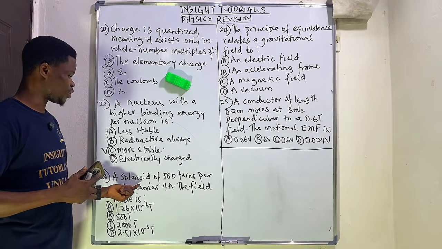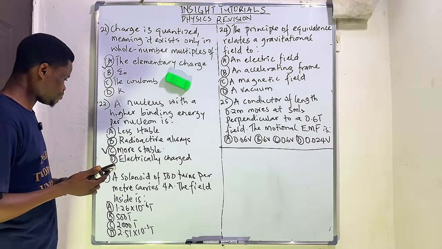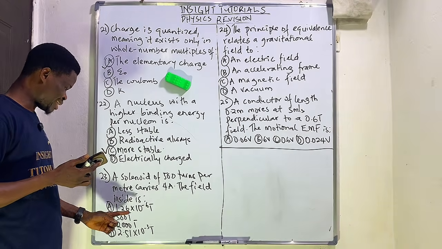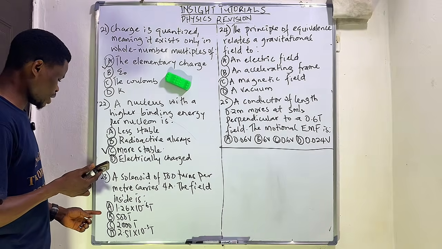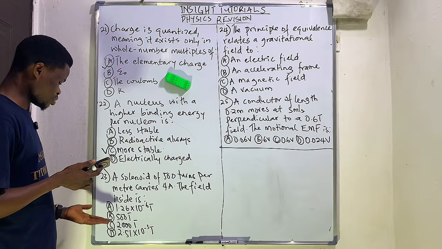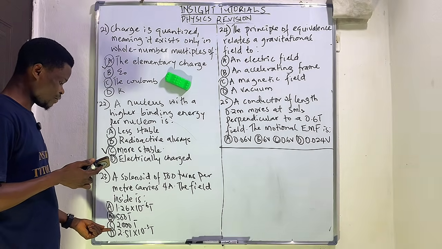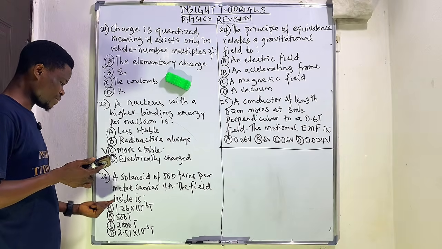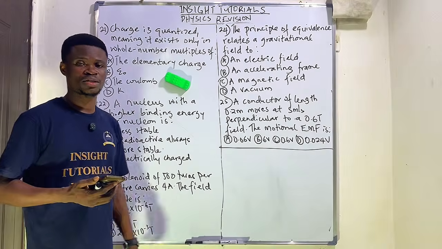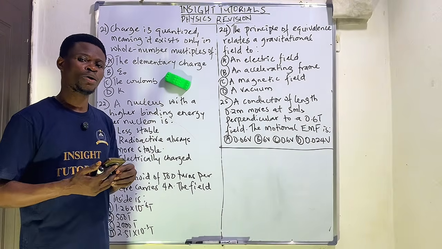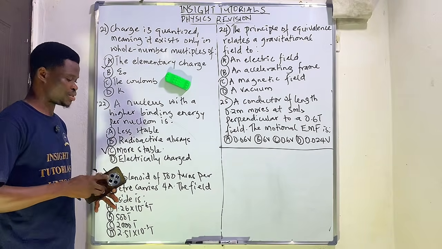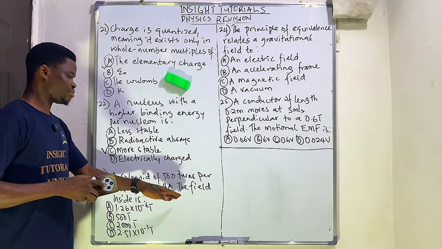Question 23 says a solenoid of 500 turns per meter carries 4 amperes. Now the field inside is, A says 1.26 times 10 to the power of minus 6 Tesla. B says 500 Tesla. C says 2000 Tesla. And D says 2.51 times 10 raised to the power of minus 3 Tesla. Now, you need to understand the principle of a solenoid. A solenoid is a long coil containing many closely wound turns of wire, very importantly.